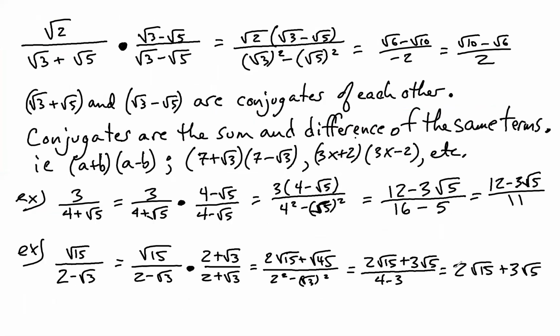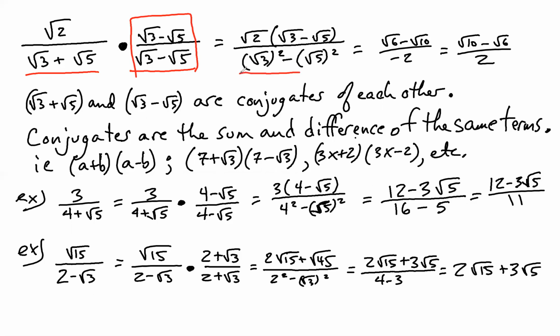So I'm going to take radical 3 plus radical 5 and multiply it by radical 3 minus radical 5. I know the result will be -2. Of course, I have to multiply by 1, so I'm going to take radical 3 minus 5 and put it over itself. I'm multiplying by 1.